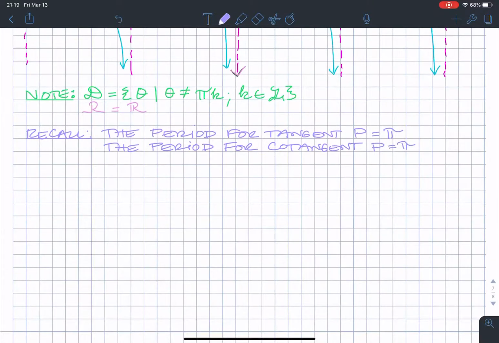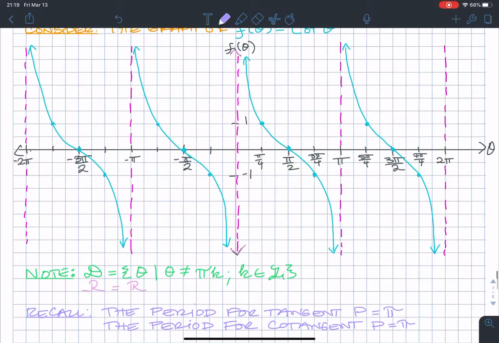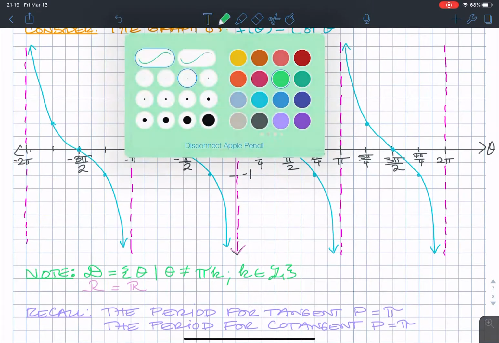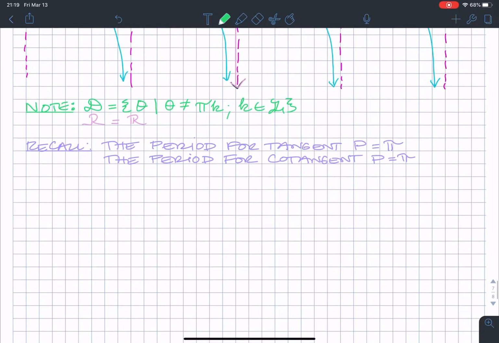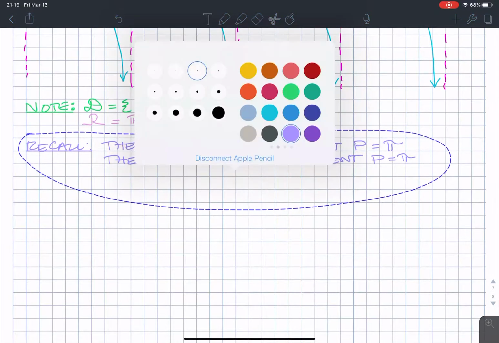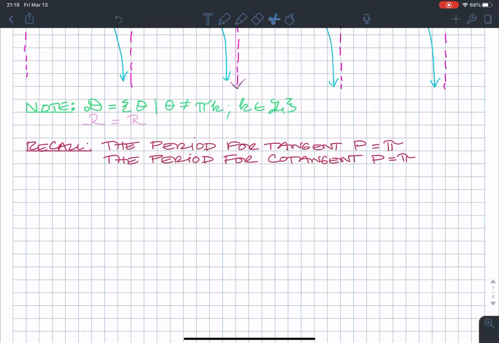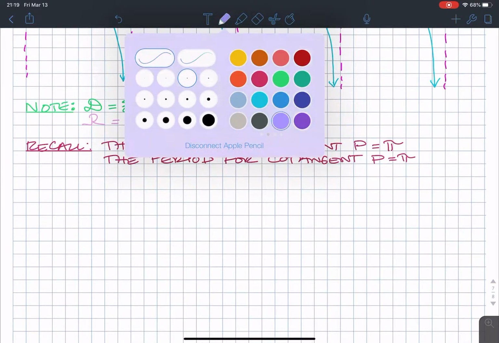Because that is the distance between any two asymptotes. That is, the distance between repetitions is pi units. Okay, so therefore, maybe I should make this a different color because I would like to recall my theorem. So let's make this red. And now let's recall the theorem. I'll just write it again.